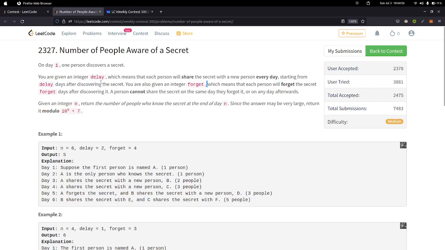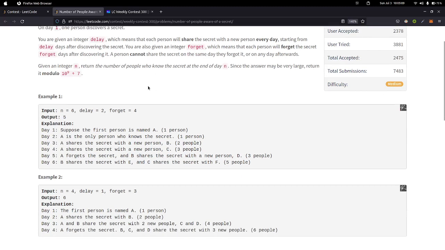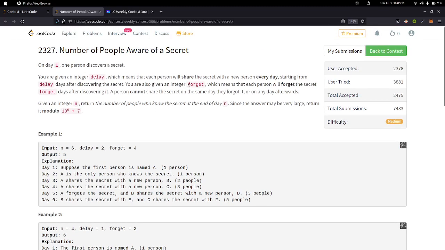Okay. And one more thing, a person cannot share the secret on the same day they forget it or any day afterwards. Basically, if the person forgets a secret on a particular day, he cannot share any secrets that day. So that day is meant only for forgetting the secret and nothing else for that particular person.